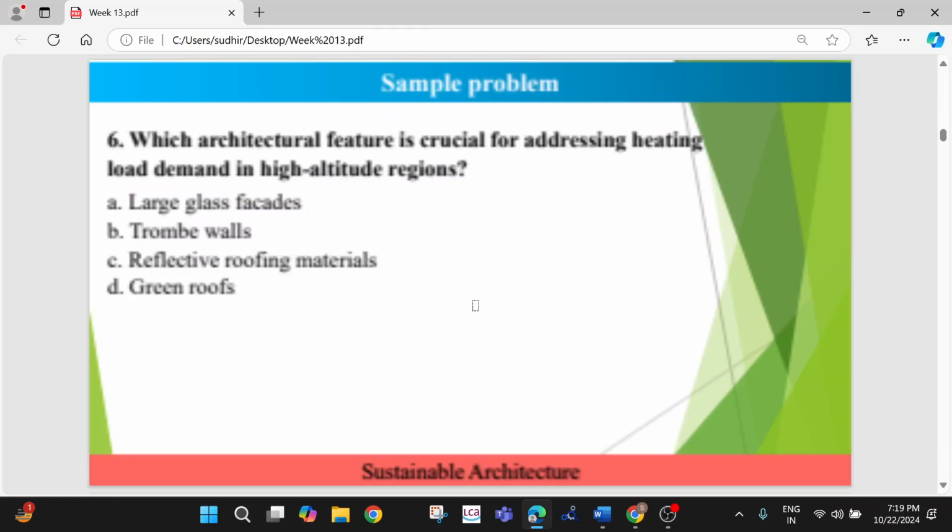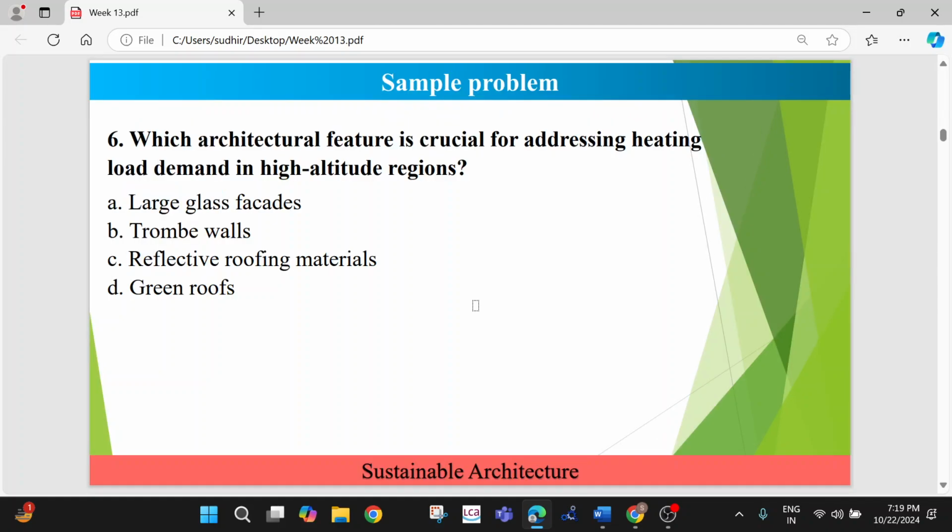Question number 6. Which architectural feature is crucial for addressing heating load demand in high altitude regions? In high altitude regions, which passive or architectural feature would you implement or incorporate for addressing the heating load demand? Large glass facades, drum walls, reflective roofing materials, or green roofs?